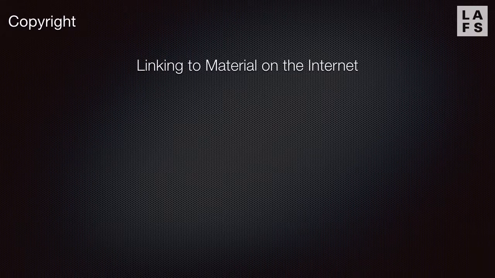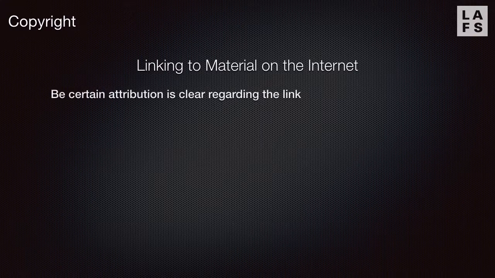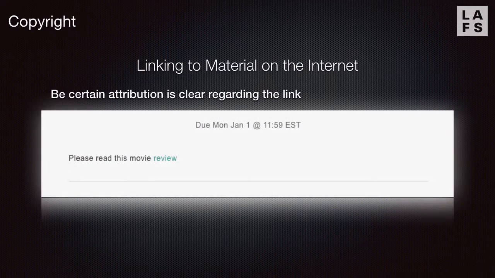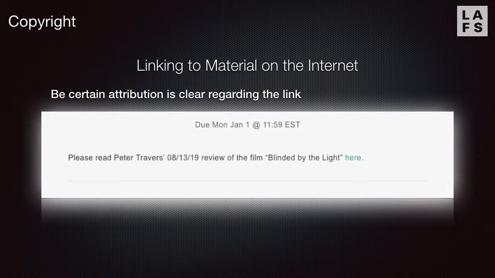When you are linking to material on the internet, be very clear about attribution. It's important that the person viewing it can discern between content that the school created or owns and the separate outside content. In this example, you could be asking a student to read a specific movie review. It's important that you don't just have the word review as the link. You should be clear that you are being taken to a different location. Mention the copyright holder's name in the text directing the students to the link.